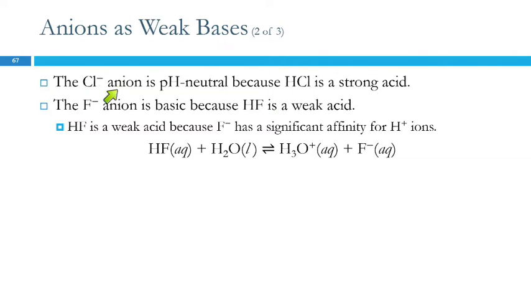Chloride ion. Okay, that's an anion. And what's its conjugate acid? Add an H plus to it. HCl. Well, what kind of an acid is that? It's a strong acid. So the strong acid's got all of the strength, and so the chloride, does it act as a base? No, it doesn't.